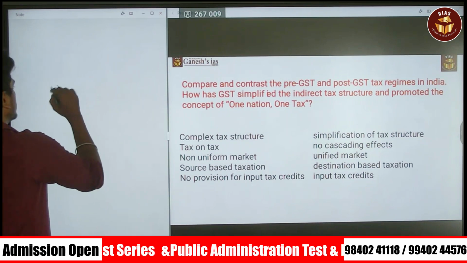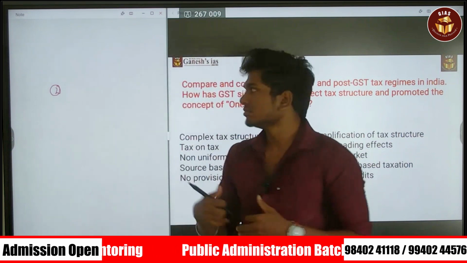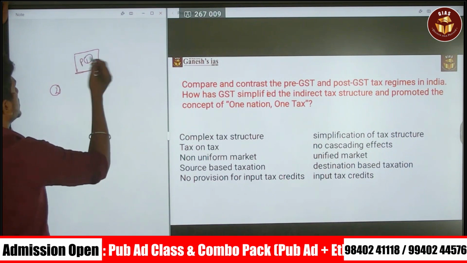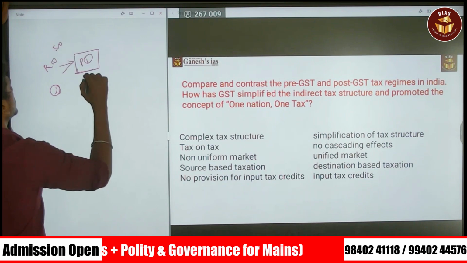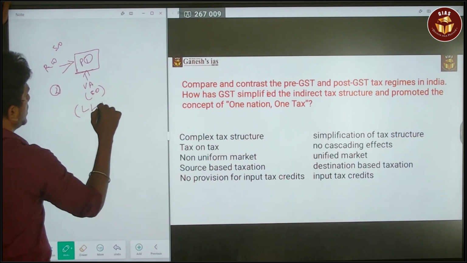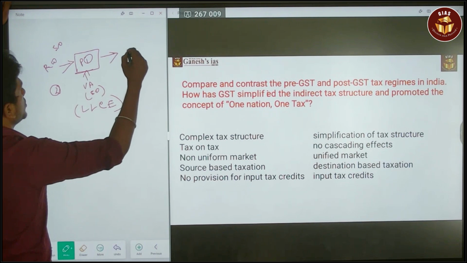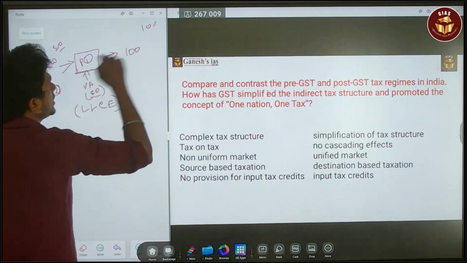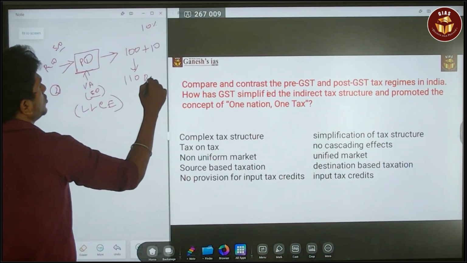Next, it overcame the issue of tax on tax, or the cascading effect. Simply see. There is the producer. This is the first producer. He is buying the raw material for 50 rupees and doing value addition for 50 rupees. Value addition means nothing but land, labor, capital, and entrepreneurship. So he is producing goods worth 50 plus 50, which is 100 rupees. The tax percentage is 10%, which means 10. So the product rate is 110 rupees.